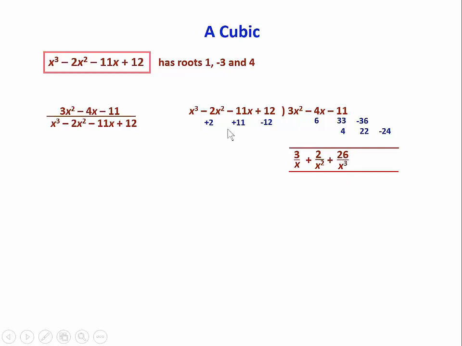Now we multiply the 26 by those transposed figures and put them in the next three columns. So we have 52. Then we add in this column, we get 38. So 38 over x to the fourth and so on.